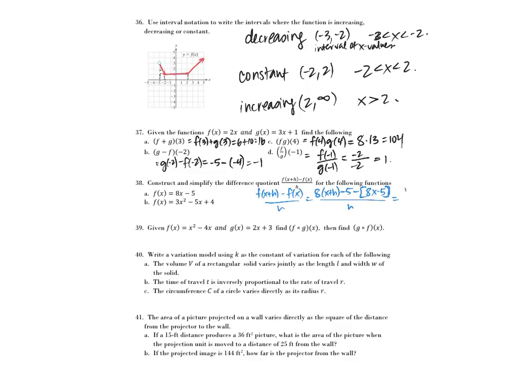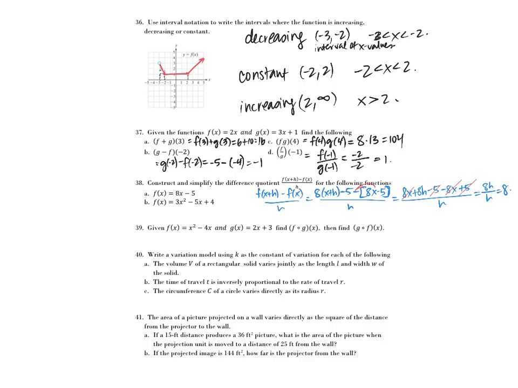So this gives me 8x plus 8h minus 5 minus 8x. And then when I distribute this minus into both of those things, I'm going to get a plus 5 over h. So if I see here, I have a positive 8x and a negative 8x, so those two add to 0. A negative 5 and a positive 5, so those two add to 0. So what I'm left with on top is an 8h over h. So that's just 8.